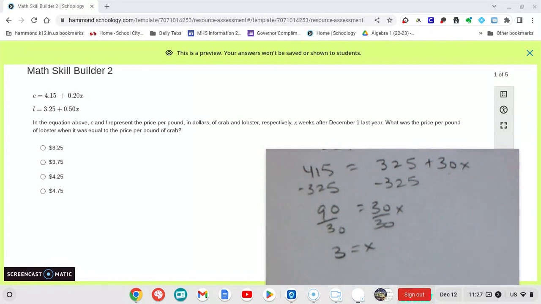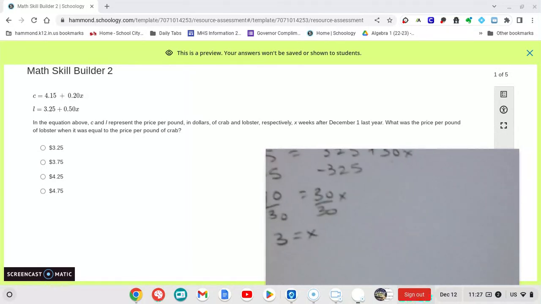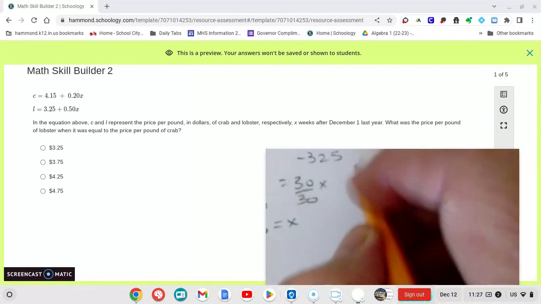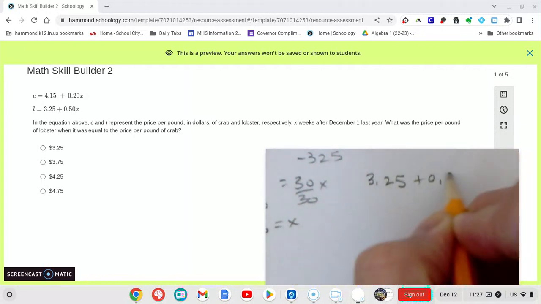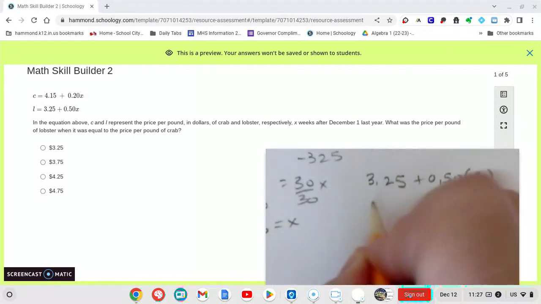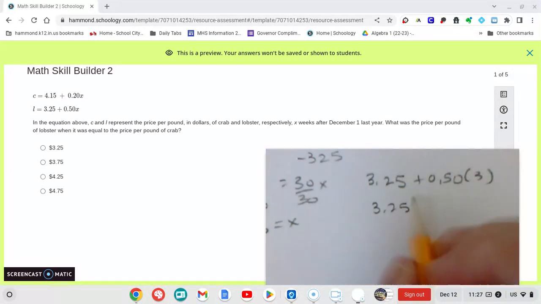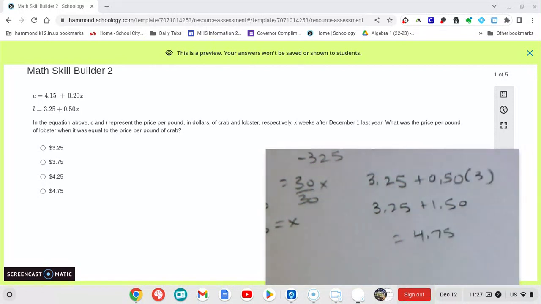What was the price per pound of lobster when it was equal to the price per pound of crab? Well, we know that that happens when x is 3 weeks. So now we can go ahead and substitute this back into one of our original equations. Does not matter which one. Whichever one you think is easiest to work with. So 3.25 and $1.50 is going to give us 4.75. And so that is going to be our solution.